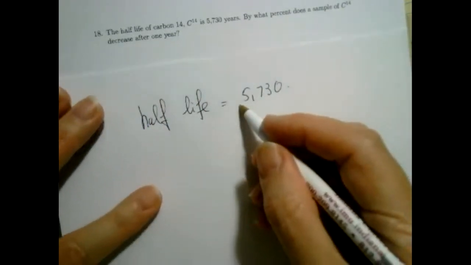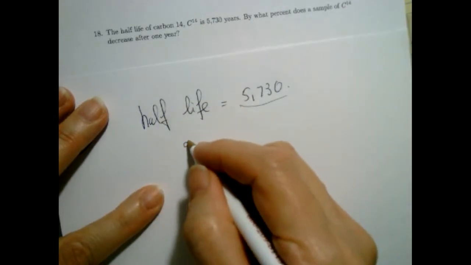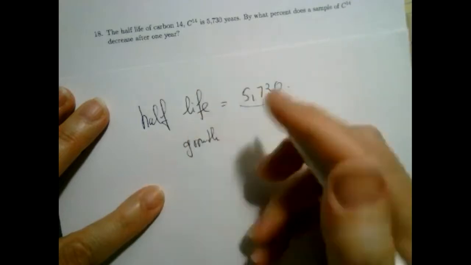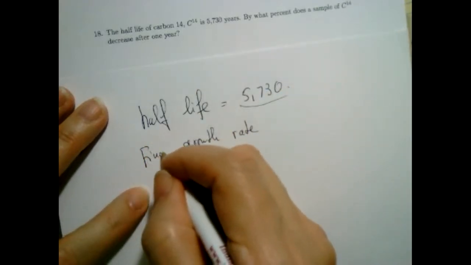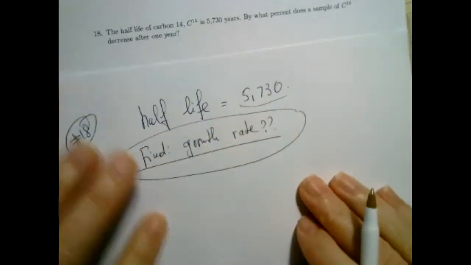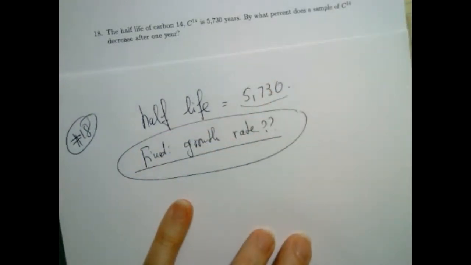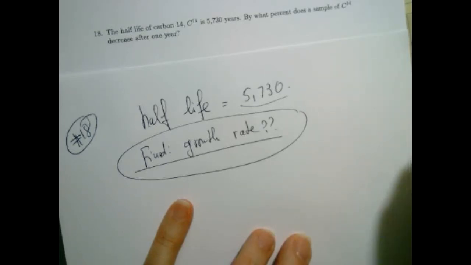So they told me it takes that much to be reduced to half its value. And the question is, by what percent it decreases every year? It means we need to find the growth rate. That's really what the question is. It takes that long to be reduced to half its initial value, so how much is it decreasing per year? By what percent is it decreasing every year?